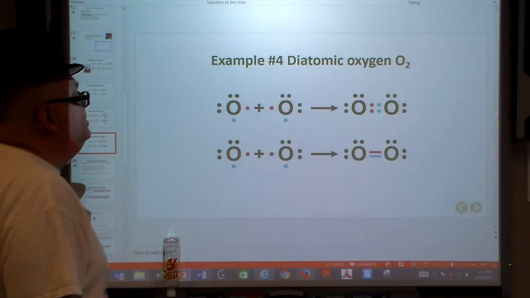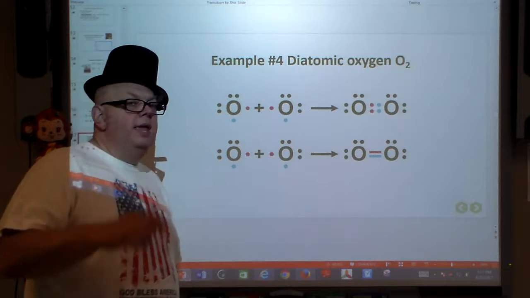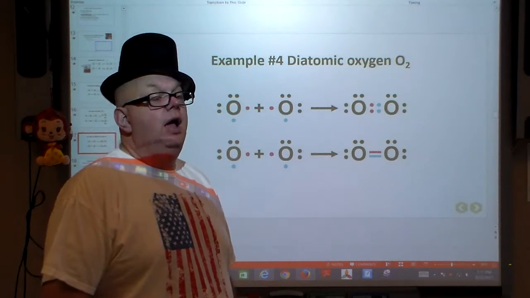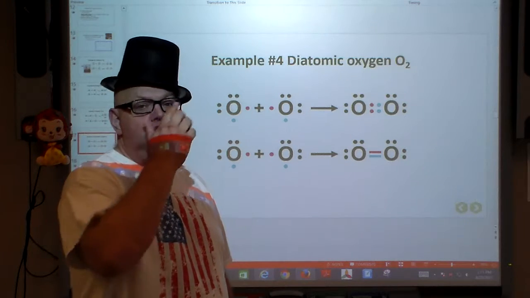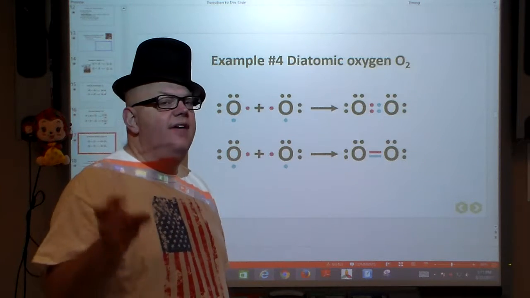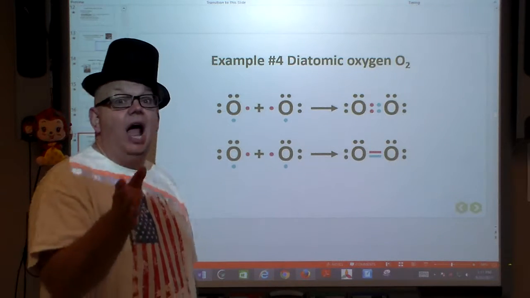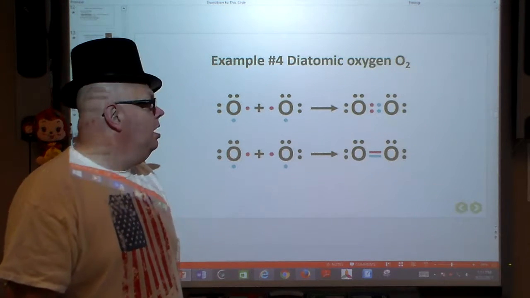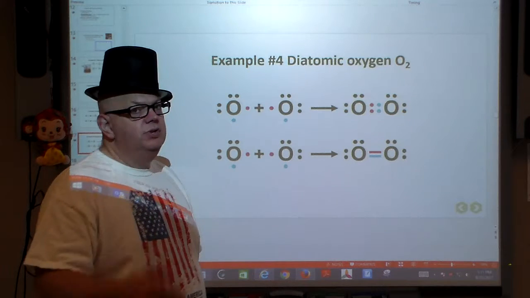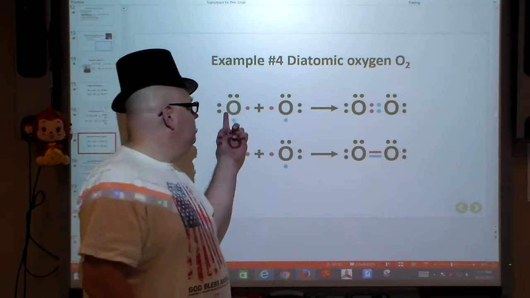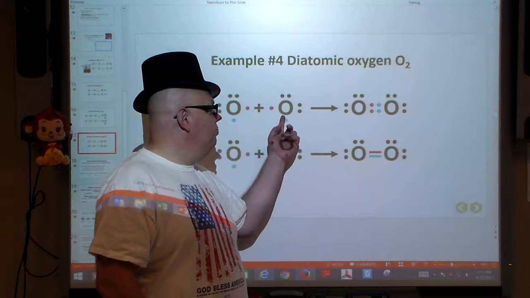All right. Now here we have diatomic oxygen. The main goal here, when we move these dots around, is finding out that each atom wants to have 8 electrons. Now there are some exceptions, like hydrogen, for example, where the most they can have is 2. But most of the atoms out there want to have 8 for covalent bonding. So here's our 1 oxygen, here's our other oxygen.